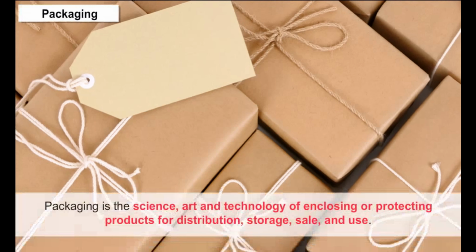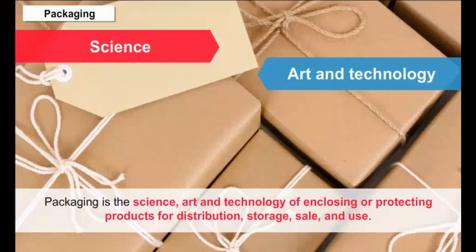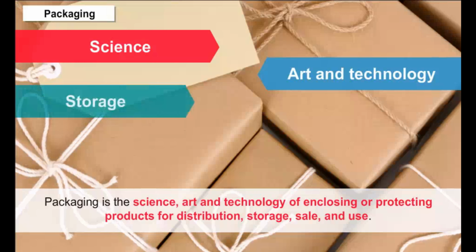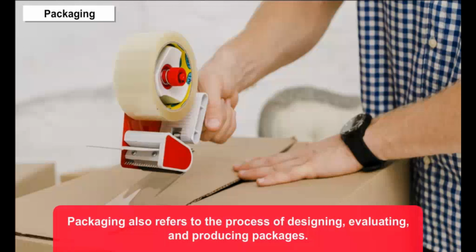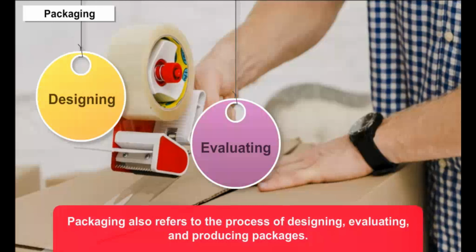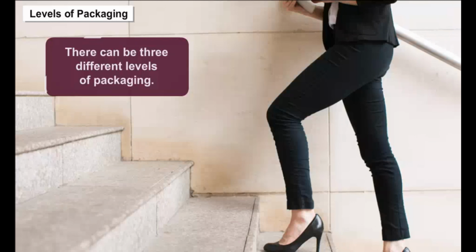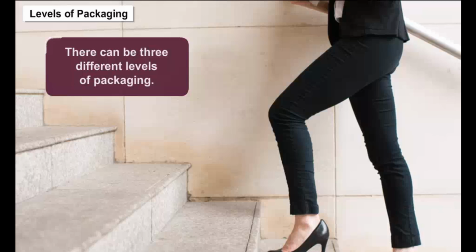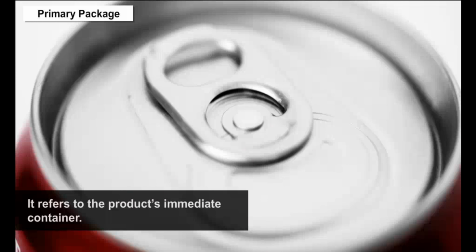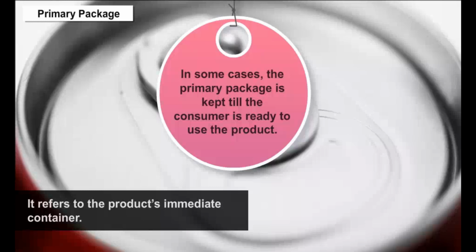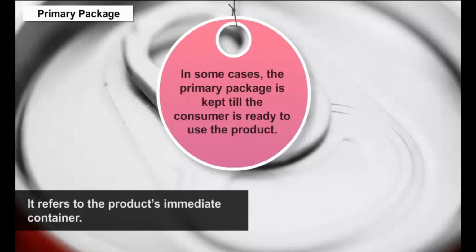Packaging. Packaging is the science, art, and technology of enclosing or protecting products for distribution, storage, sale, and use. Packaging also refers to the process of designing, evaluating, and producing packages. Levels of packaging. There can be 3 different levels of packaging. These are as below. Primary package. It refers to the product's immediate container. In some cases, the primary package is kept till the consumer is ready to use the product.